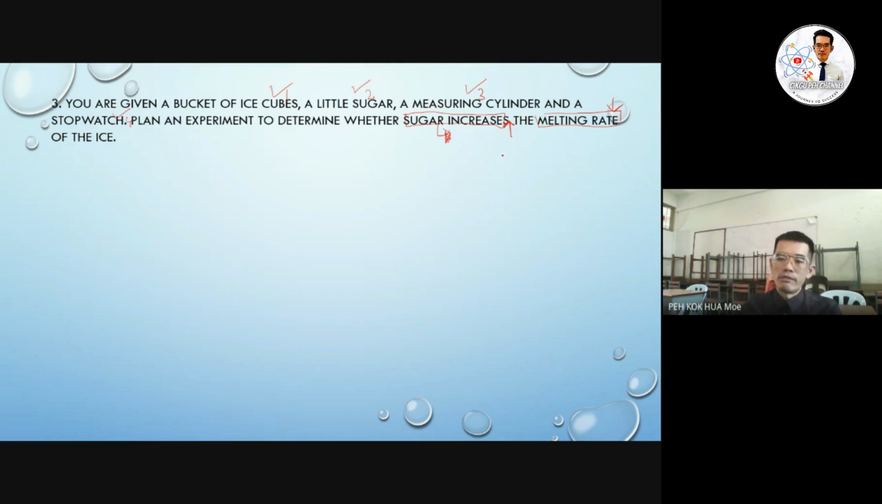Then if we do another experiment with a larger amount of sugar than the previous one, let's say the previous one used 10 grams and the next one uses 40 grams, we also expect the melted volume of liquid to be lower than the previous one, which shows that the melting rate becomes lower. So here is the idea for the answer.